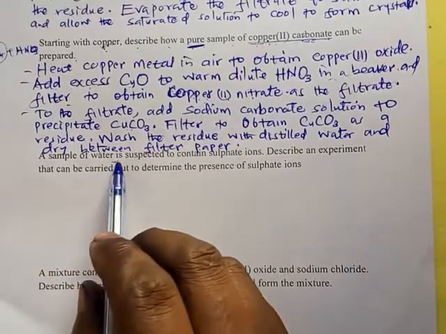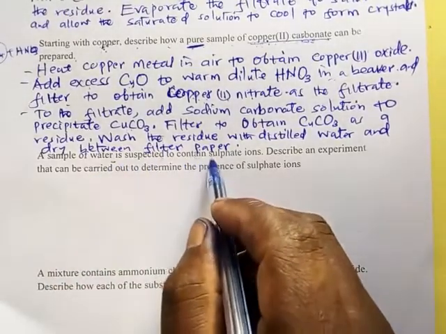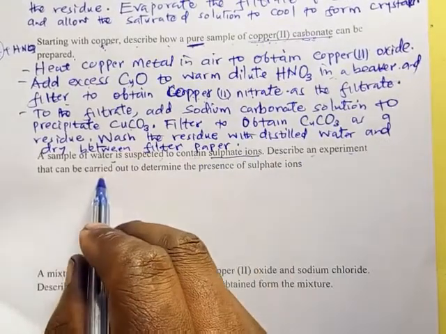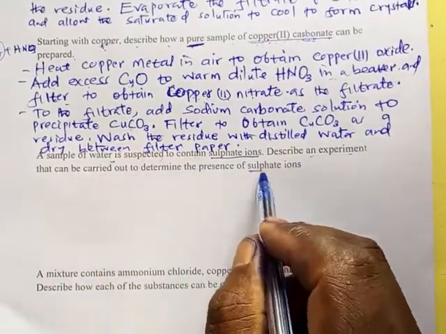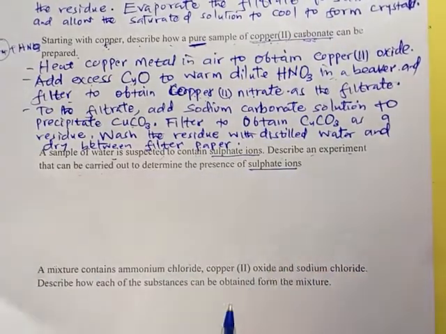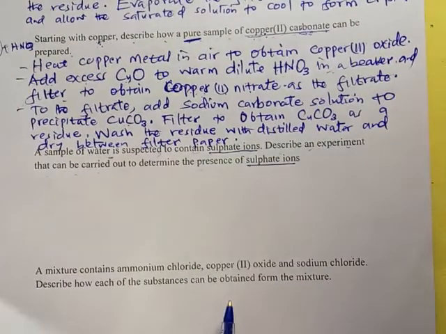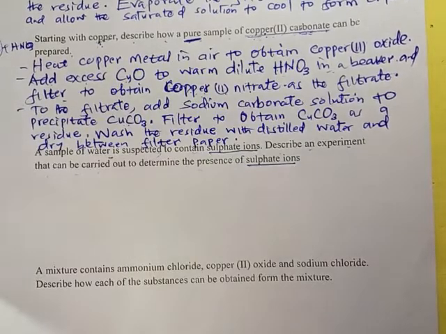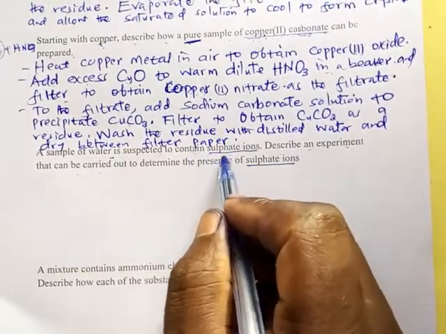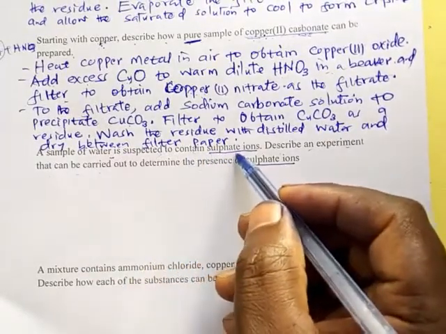A sample of water is suspected to contain the sulfate ions. Describe an experiment that can be carried out to determine the presence of the sulfate. I think this question is somehow misplaced because it's not part of the preparation of salts. But I can answer that. So, how can we tell somebody that this solution we have contains the sulfate?